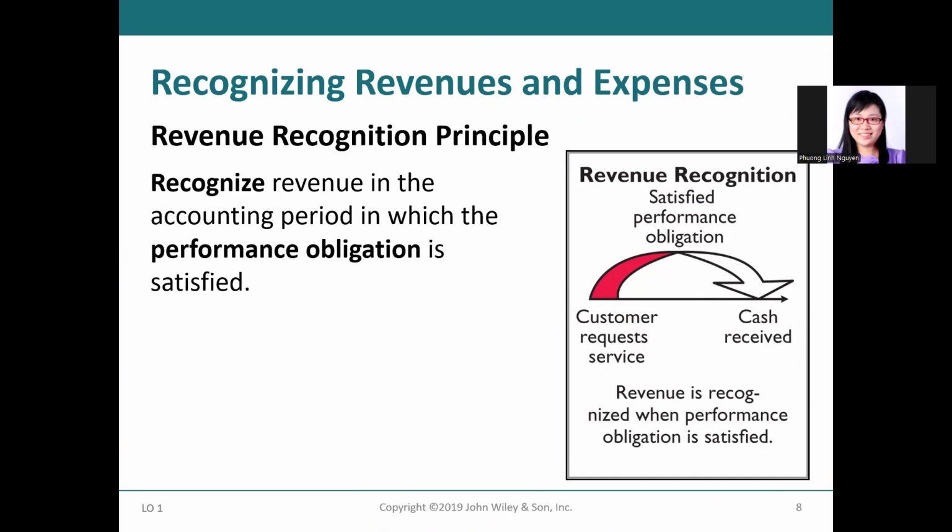Okay, so you can see the picture here. At first, the customer requests the service. Then you perform the service to the customer. The customer promised to pay you back later. So after that, you will receive the money later. So when do we record revenue? We record the revenues when we already performed the service. Revenue is recognized when performance obligation is satisfied.